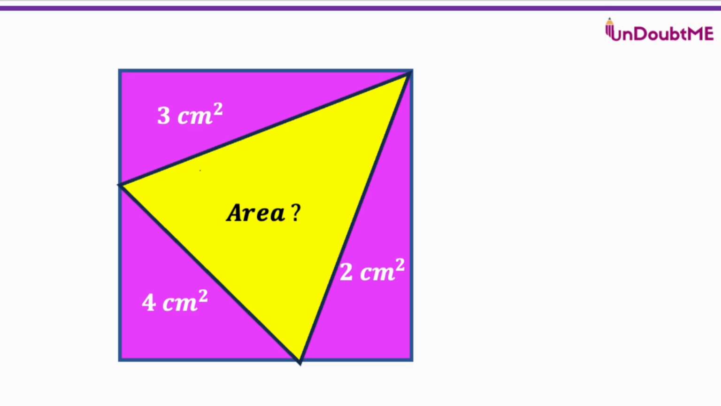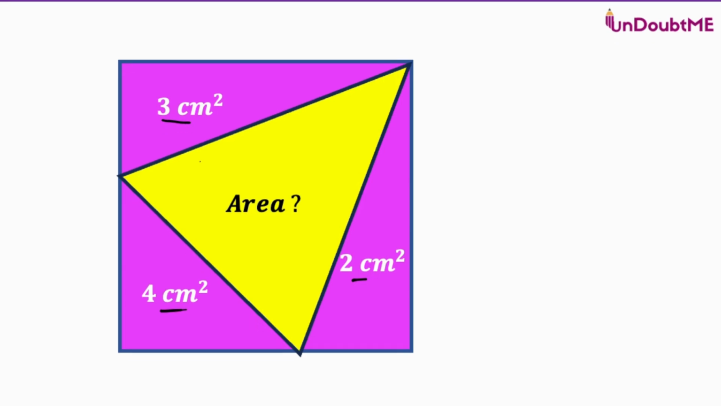Okay, so first we will try to get the side of the square, and then our ultimate aim is that we will get the area of the square, and from the area of the square we will try to reduce these three areas to get the yellow region. Okay, so I hope you are clear with the plan. That's the overall plan. Let us begin.